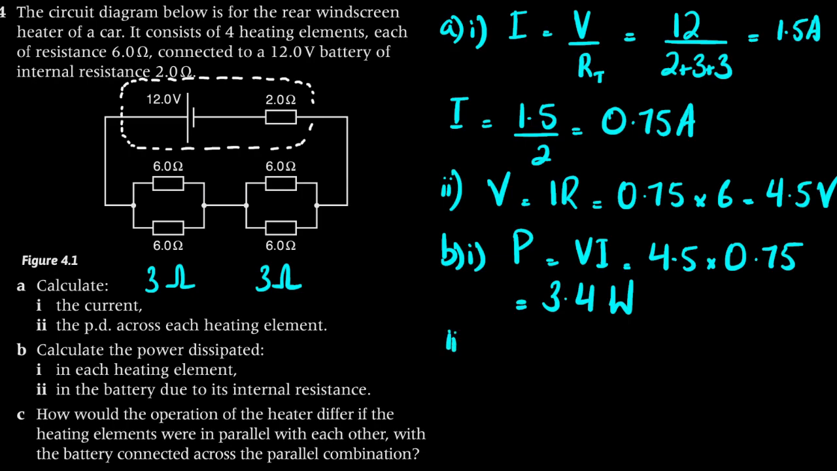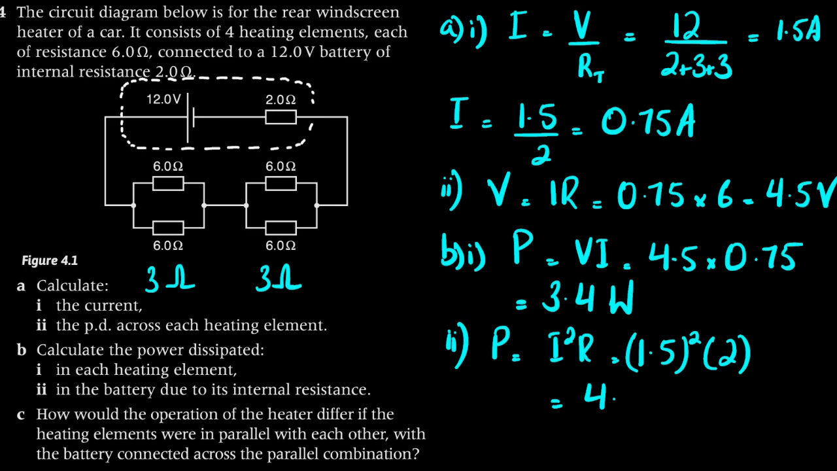And part 2 says in the battery due to its internal resistance. For this one we would have to use I squared R. So the current flowing through this is also going to be the same. Sorry, 0.75 was the one flowing in the branches. The one flowing through the 2 ohms would be this 1.5, which was the current throughout this major part of the circuit. So 1.5 squared times 2, right? So this turns out to be 4.5 watts.